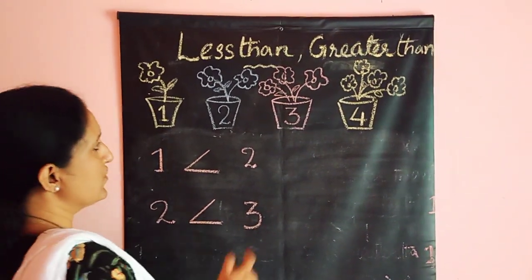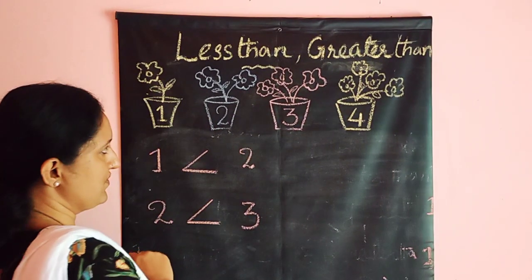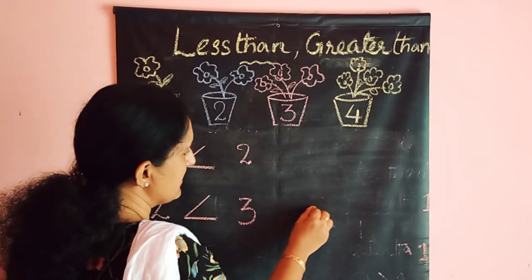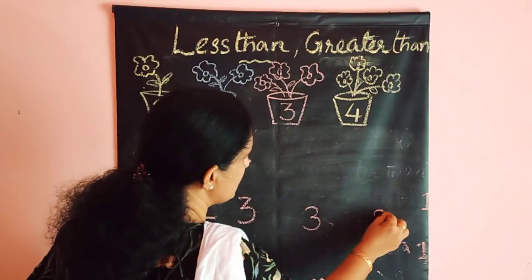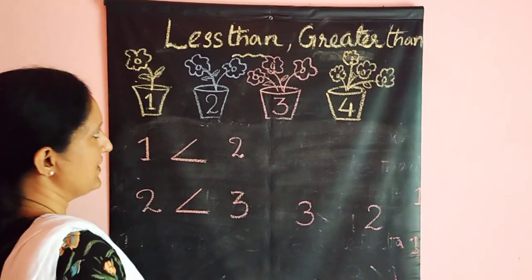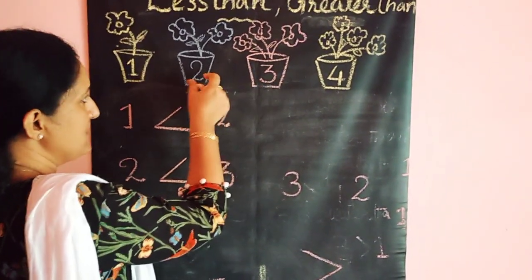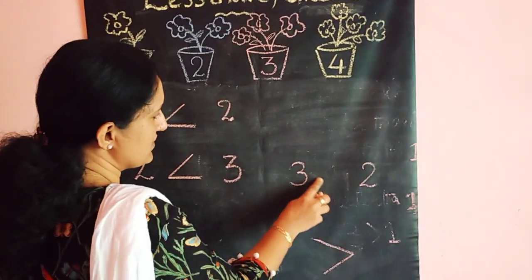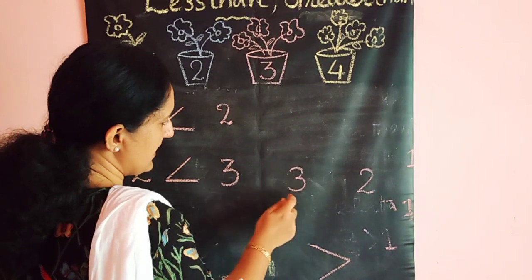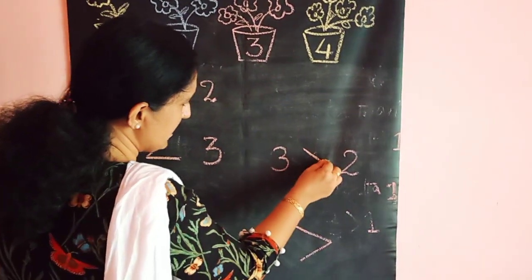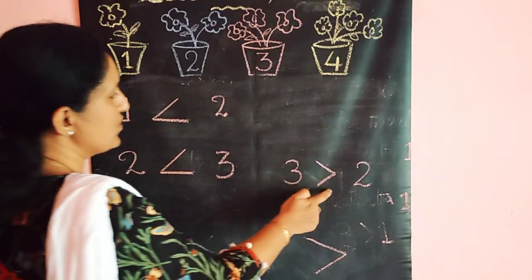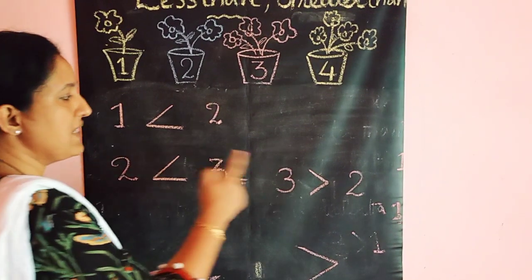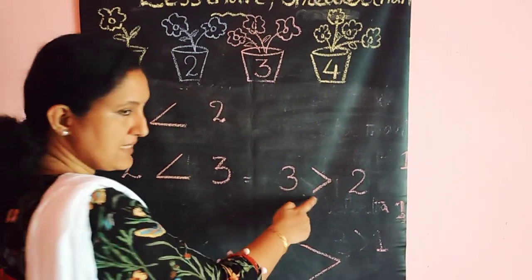Okay. Now you compare 3 and 2. What can we say? 3 is more than 2. Isn't it? How can we write it by using the greater than symbol? 3 is greater than 2. These two are the same. Isn't it? One we said by using the less than symbol and the other we used the greater than symbol.